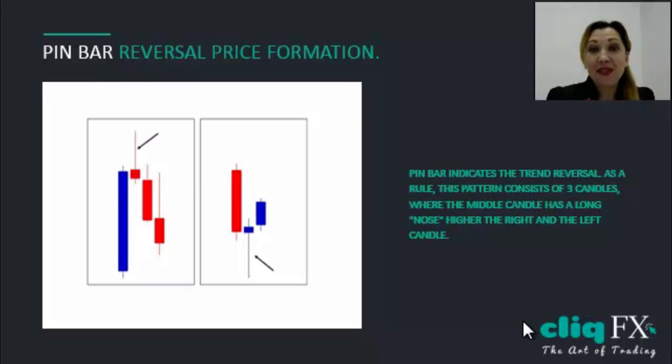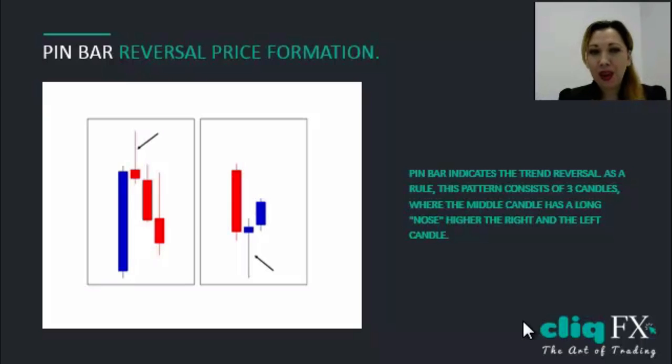Okay, what are the characteristics of this reversal pattern? It is formed with the help of a pin bar. A pin bar has a very long tail and a very short body. So the characteristics are the following. Number 1. The tail of the pin bar must be longer than the body. Number 2. The tail of the pin bar must be longer than in the previous candle.